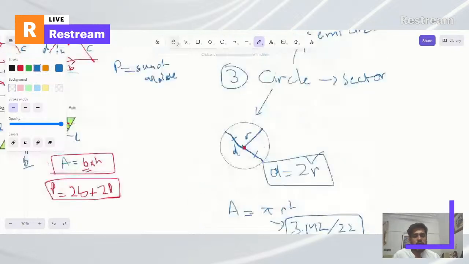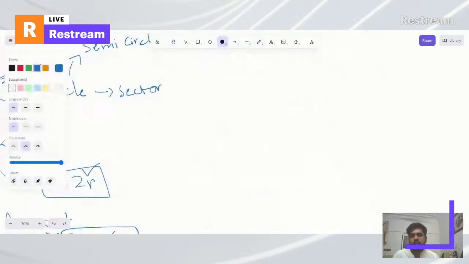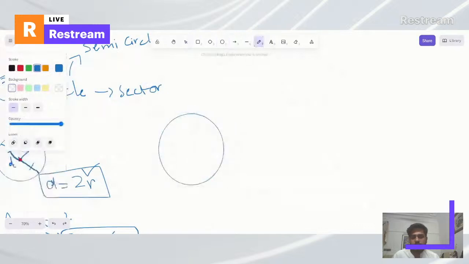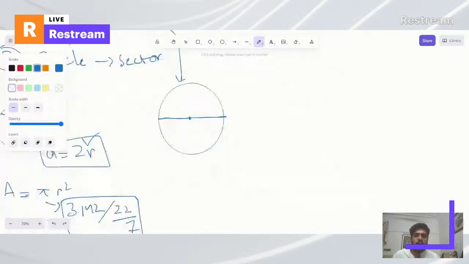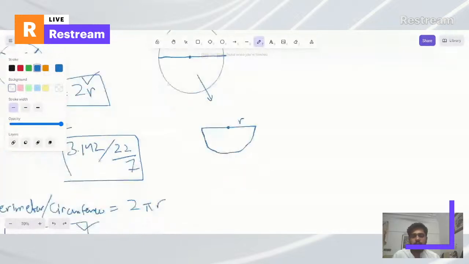Now let's talk a little bit about semicircles. With semicircles, everything is going to be exactly half of a circle, right? So let's take this as a circle. This is the center, right? If I divide my circle into two halves, this one is called a semicircle, like half of a circle. So this is the center and this is going to be the radius, right? So everything's going to be half now.